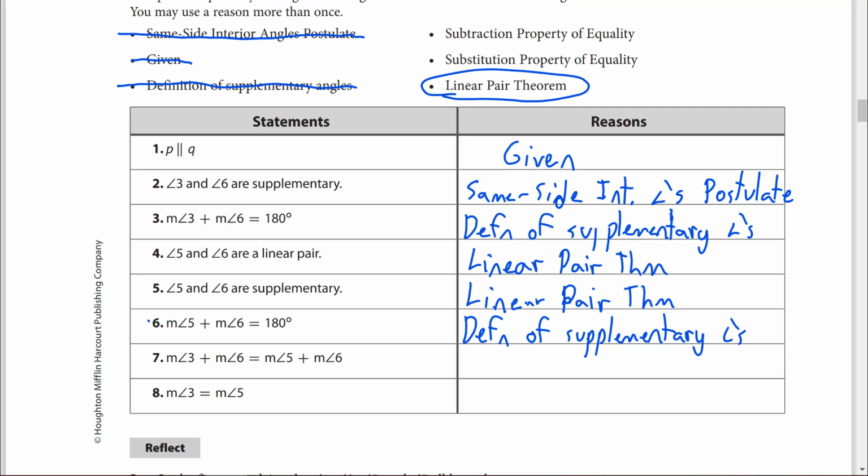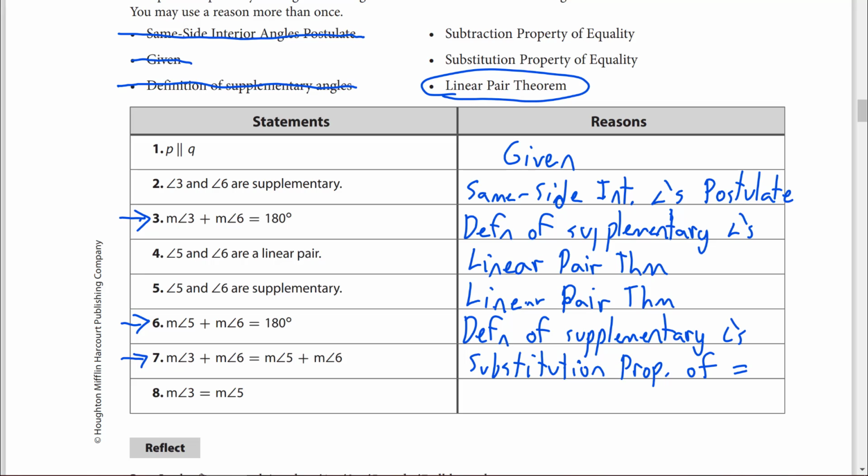Okay, so we now have two equations that both equal 180 degrees. We can substitute and set them equal to each other. If they both equal 180 degrees, I can replace the 180 with one of the other equations. That is the substitution property of equality. Again, using some shorthand here so I can fit it in there.